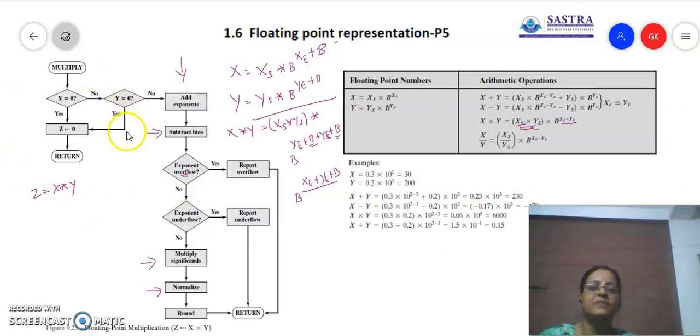The first phase is checking for zeros. If any one of the operands is 0, you set the result to be 0. Then you simply add the exponents. Two times the bias will be added. To cancel one bias, we subtract it. And whenever we are adding the exponents, there is a possibility of overflow or underflow.